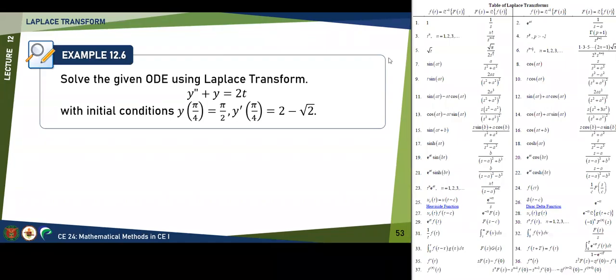Okay, for the last example for this lecture, we are to solve the given ODE using Laplace transform. So we are given y double prime plus y equals 2t. However, the initial conditions are at pi over 4 instead of the usual at 0. So for this, we will use the shifting theorem.